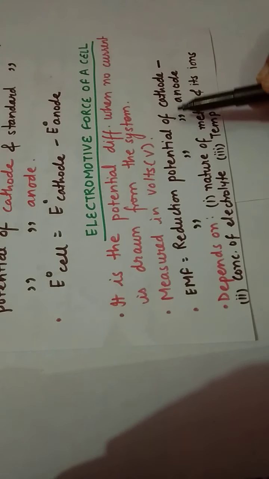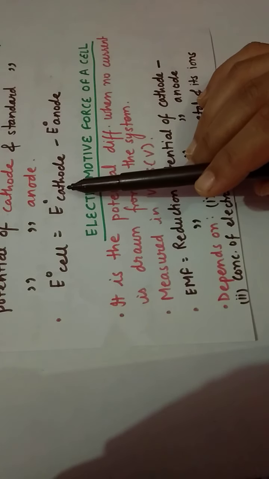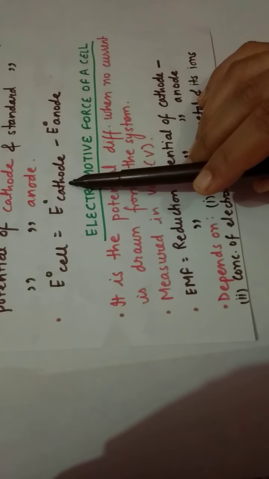EMF of a cell is given by the reduction potential of the cathode minus the reduction potential of the anode. Like we did with the standard reduction potential of the cathode minus the standard reduction potential of the anode, here it is the reduction potential of the cathode and the reduction potential of the anode. We'll take the difference between these two.